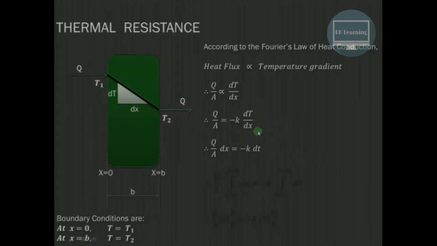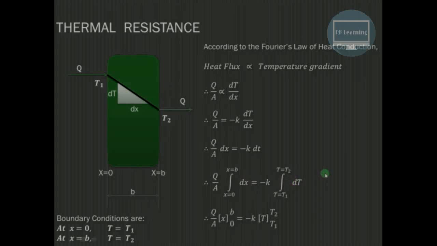Transfer this dx on this side, so it is q by A into dx is equal to minus k dT. And now apply the limits or boundary conditions. So at x is equal to 0 to B, temperature is from T1 to T2. These conditions are applied on both the sides, that is on the left hand side for dx and on the right hand side for dT. Integration of dx is x from 0 to B. Similarly, integration of dT is T from T1 to T2. Now in place of x, substitute the upper limit minus the lower limit, and in place of T, substitute the upper limit T2 minus the lower limit T1.